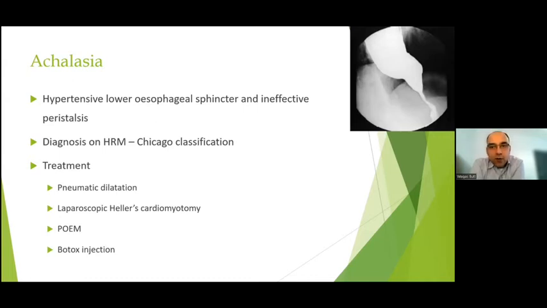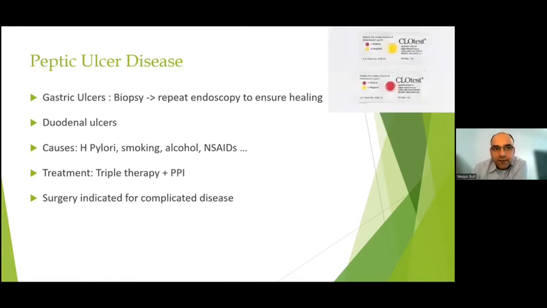But Botox will only last for 3 to 6 months, and then it would have to be repeated. So Botox is not the first line treatment for achalasia. It's only done in people who are not suitable for anything else. Right, so we move on, peptic ulcer disease.